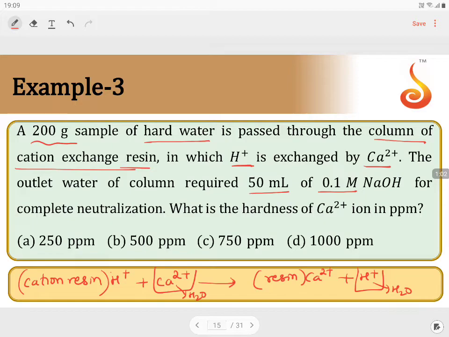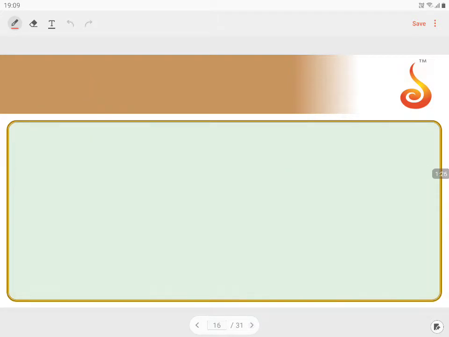Now the water will be filled with H+ ions. So the resin will exchange the Ca2+ ions present in the water for H+ ions, and this exchange will happen. So the water gets acidulated. Now the overall water becomes acid water, acidulated or acidified water, we can say. Now this acidified water is treated with NaOH and required exactly 50 ml.